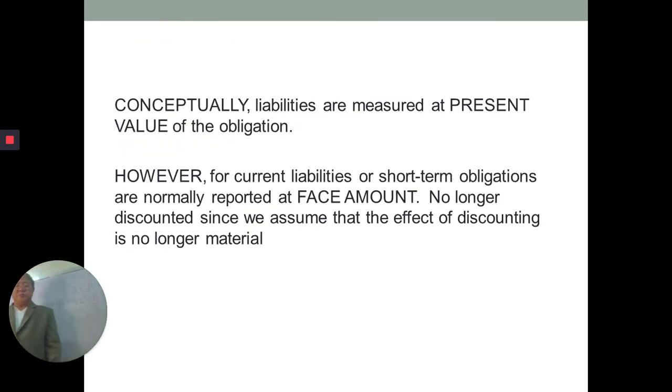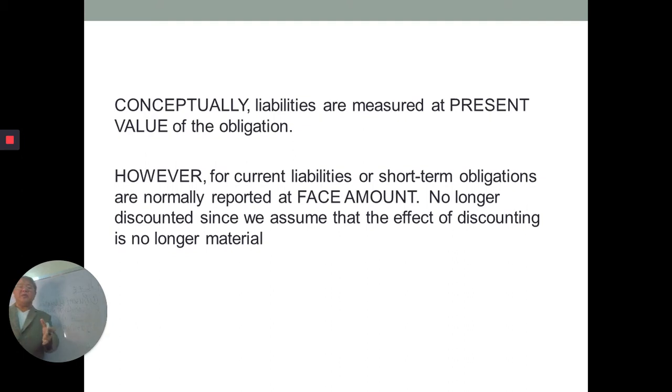Now, next one is the measurement. For the initial measurement of an obligation, the question is, at what amount are we going to value or measure the obligation for the first time? So when the company records the obligation in the books of accounts, at what amount are we going to record it? Conceptually, we record liabilities at their present value. When you speak of present value, that is the value as of the recording date.